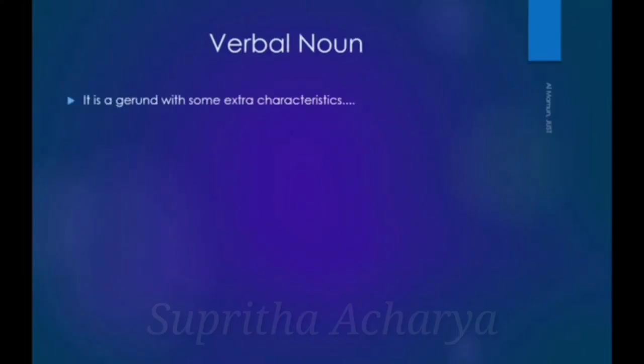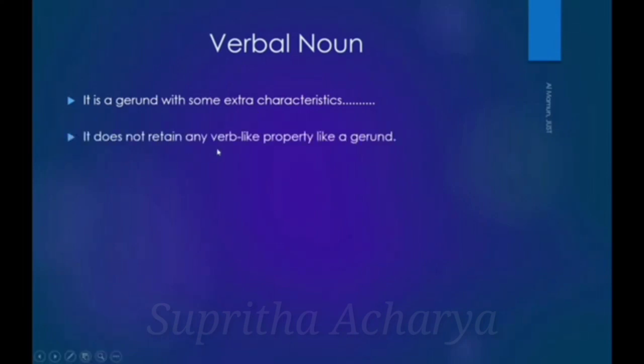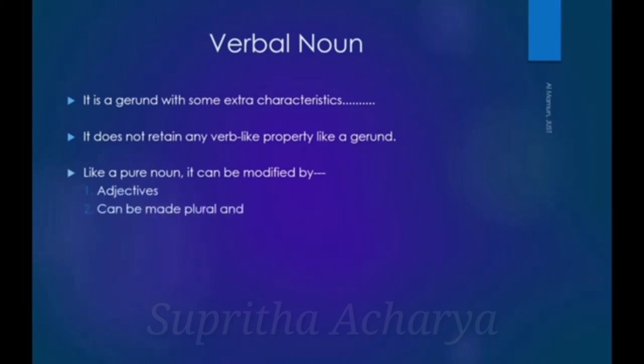Like gerund, verbal noun is also an ing form, but a verbal noun is a gerund with some extra characteristics. A verbal noun does not retain any verb-like property like a gerund. A gerund has some verb-like property, but a verbal noun loses all its verb-like property and it functions totally as a noun. Like a pure noun, it can be modified by an adjective, it can be made plural, and it can be followed by a prepositional phrase. And all these are characteristics of a pure noun.